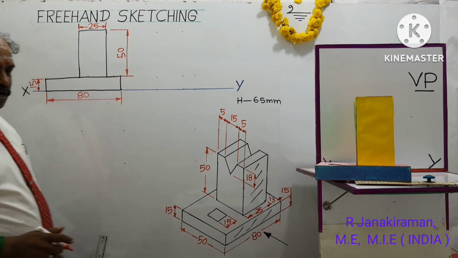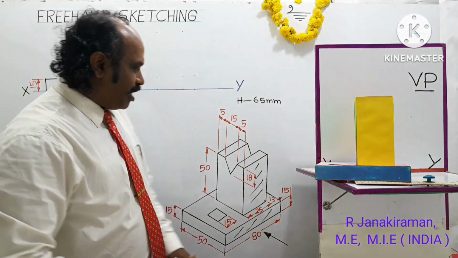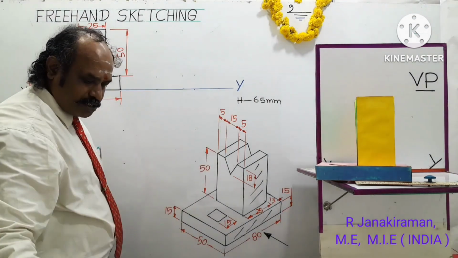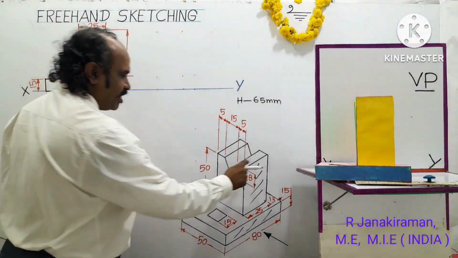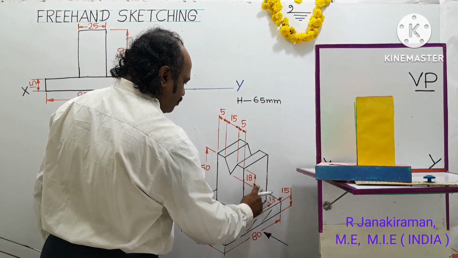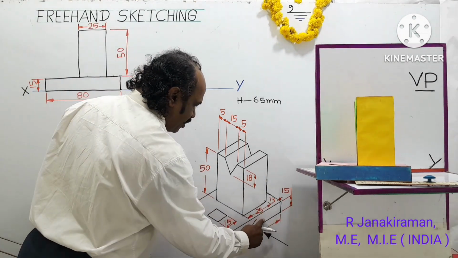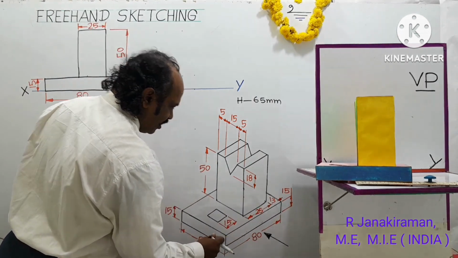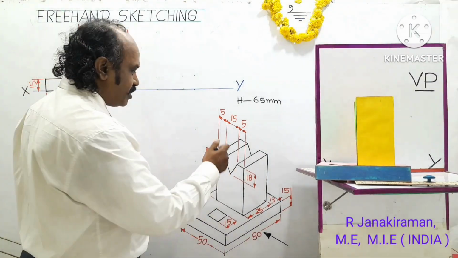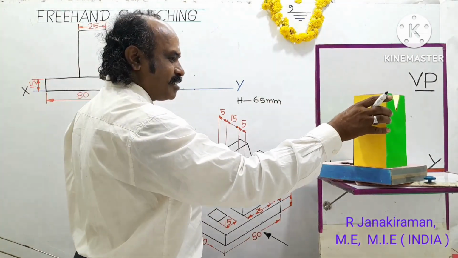Now I am going to draw the top view. Now the observer goes to the top of the object. So looking from the top surface, what are the portions visible to the observer? You have to identify the portions visible to the observer. Looking from the top, here the object was placed like this.